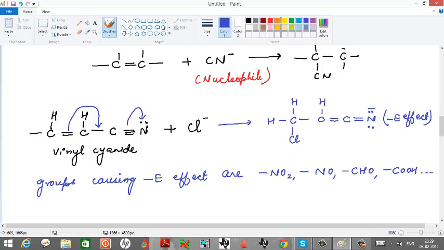So this is all about the electromagnetic effect, and this is again a very important topic to determine the stability, or you can say how the nucleophile and electrophile attach to the compound. So whenever it is a nucleophile, it is minus E effect. Whenever it is an electrophile, it is plus E effect.